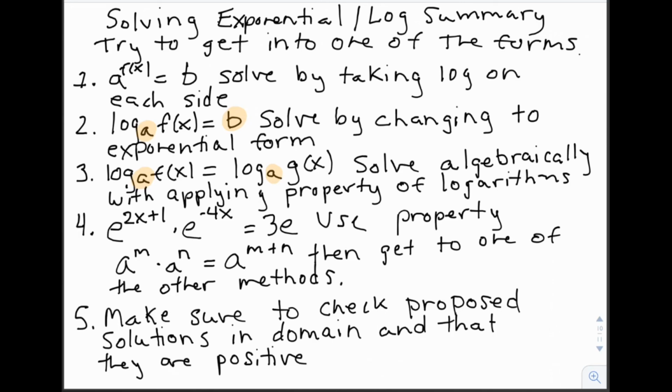What you want to do is use your property a to the m times a to the n, which is equal to a raised to the m plus n. Then you want to try to get it into one of the other methods to solve it. Now, the last and final point is number 5, which says to make sure to check your proposed solutions in your domain and that they are positive, right? Because again, we don't want any negative arguments for our logs.